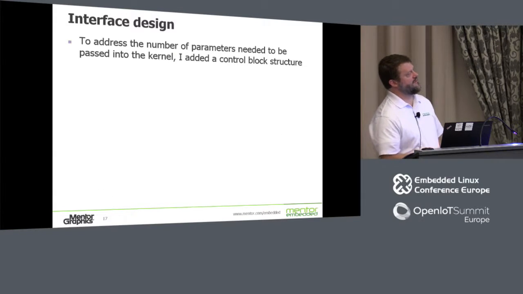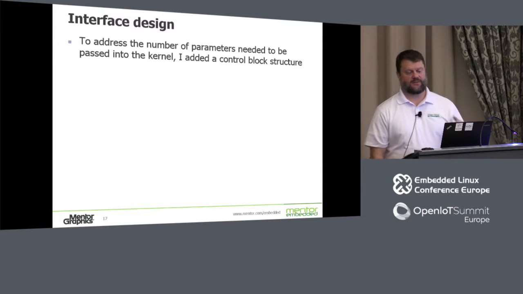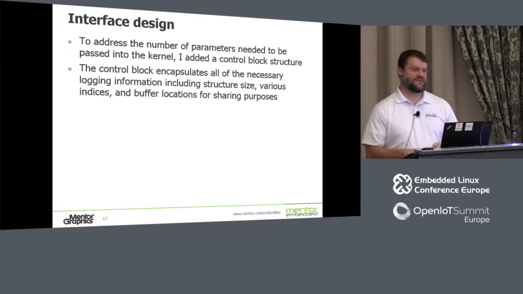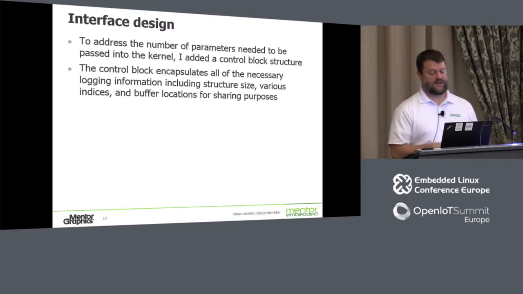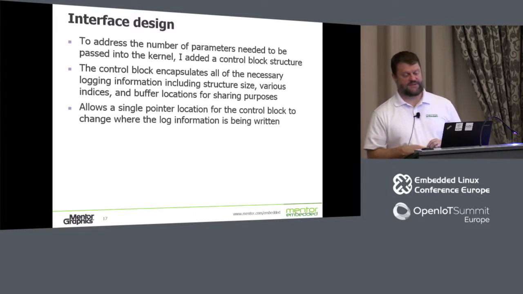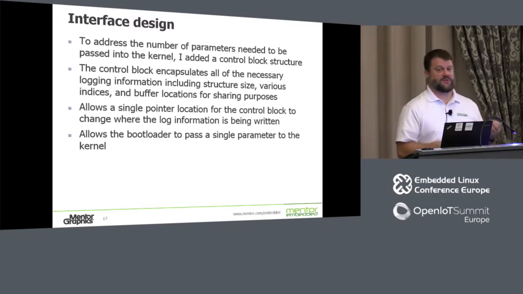I talked about this kind of already. In order to enable the kernel to replace all those indices, I had to create a structure that was easy to replace. So I created this control block structure, which essentially was just a wrapper around all those static variables, and then I redefine it with a pointer that I can then replace. As it says there, it takes all of these nice little logging pieces of information, collects them into a single struct, which is much easier to replace. So it allows a single pointer to replace it, and then it also has the benefit of allowing the bootloader to pass a single parameter to the kernel.